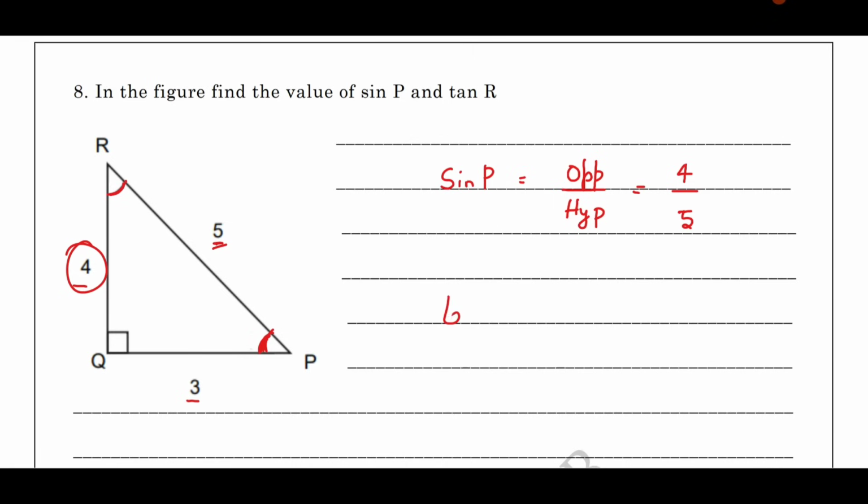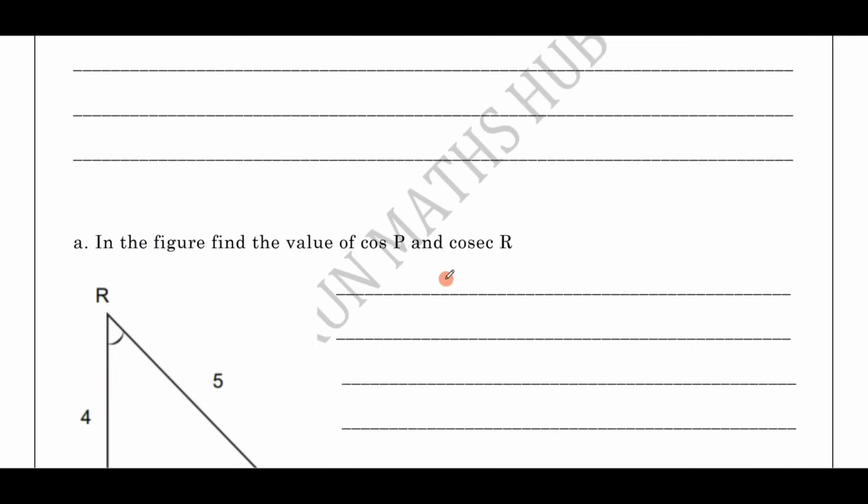Now, tan R. What is the ratio? Tan ratio is opposite by adjacent. What is opposite with respect to R? With respect to angle R, it is 3. Adjacent is 4. Therefore, you can try for other standard ratios. There are a few questions for your practice.